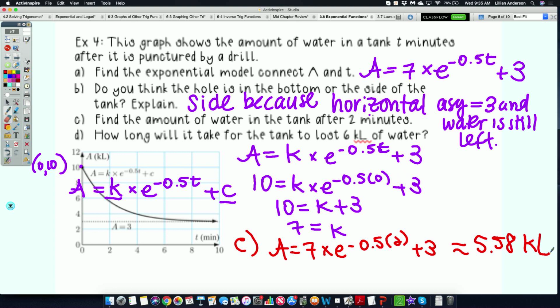Would you plug in 6 for A? We would plug in for A, but are you sure it's 6? Wait, no, because the max of the tank was 10, and we lose 6, so it'll be 4 actually. Because if we lose 6 kilometers of water, that means when we started at 10, we're now down to here. That's a loss of 6 kiloliters. So we're going to plug in not 6, but 4.